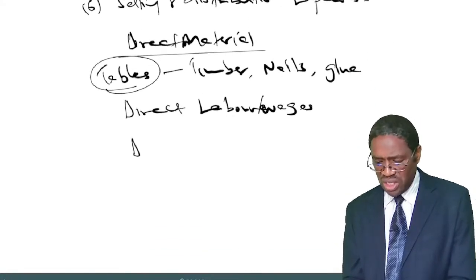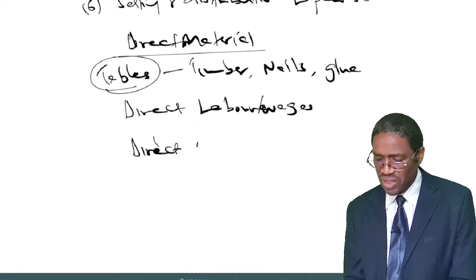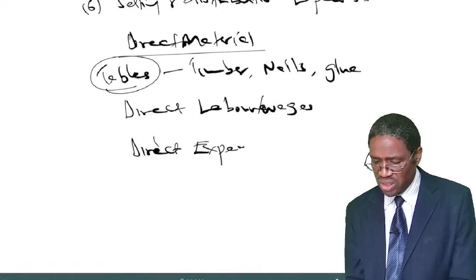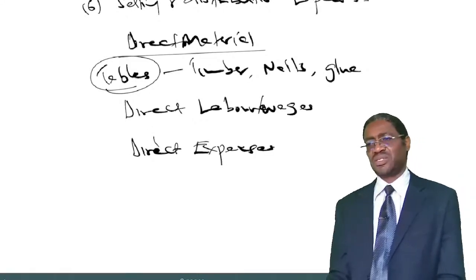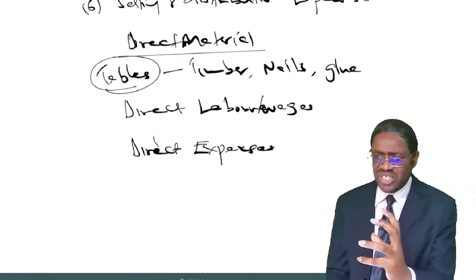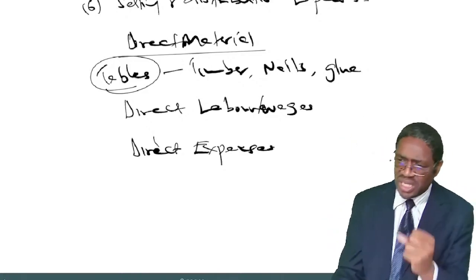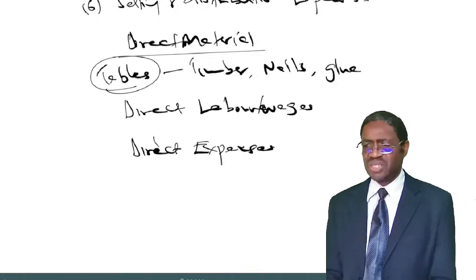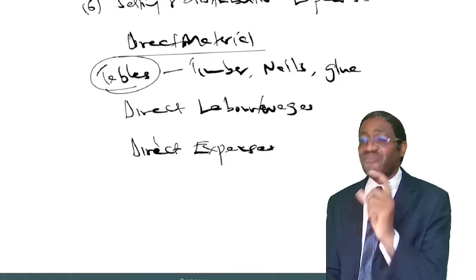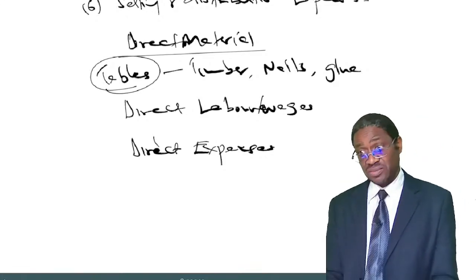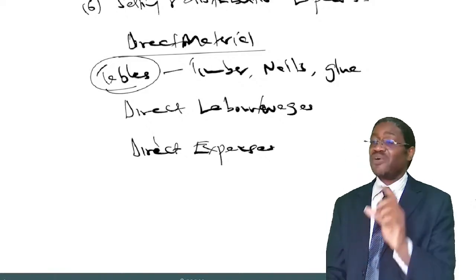Good. What about direct expenses? What are these kind of expenses? These are expenses that must be incurred in the manufacture of whatever you're manufacturing. Let me give an example.